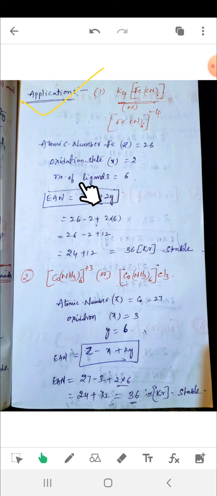First of all, you have to remember the EAN formula. Remember, it is Z minus X plus 2Y, where Z equals the atomic number of the central atom. Here the central atom, what is it? Iron. We know very well that iron is 26 here.